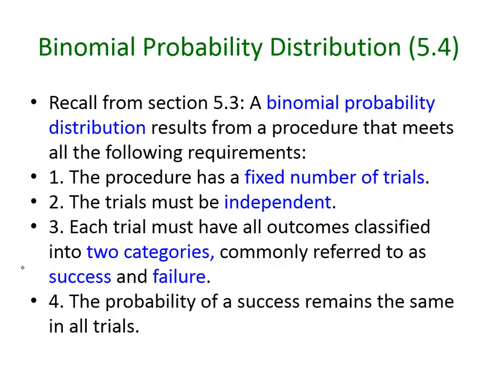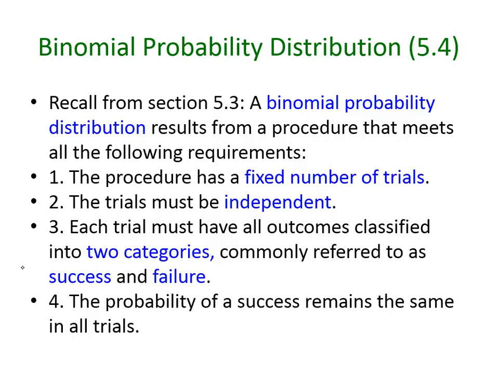Well, if we look in 5.3, the binomial probability distribution results from a procedure that meets all of the following requirements. The procedure has a fixed number of trials. The trials are each independent, meaning that picking one value doesn't change the probabilities of everything else. Each trial must have all outcomes classified into 2 categories, commonly referred to as success and failure. And keep in mind, binomial, bi means bicycle, has 2 wheels, binomial, 2 options. It's either success or it's failure.